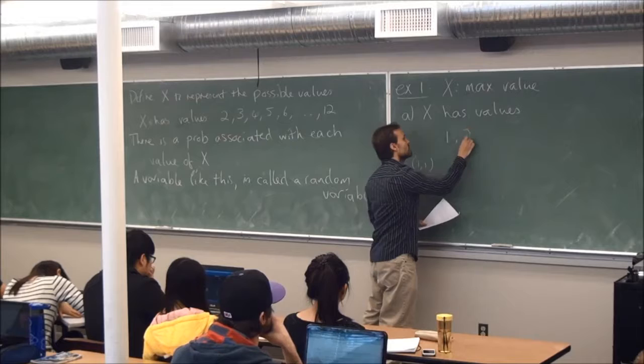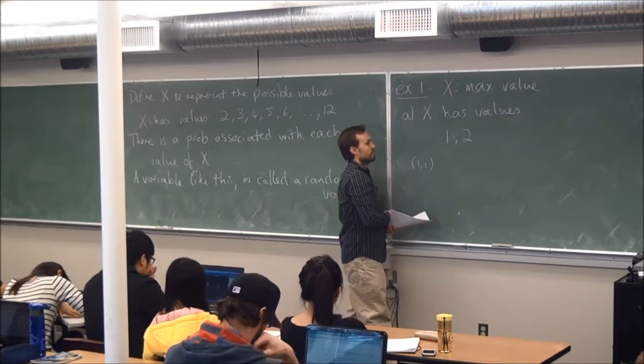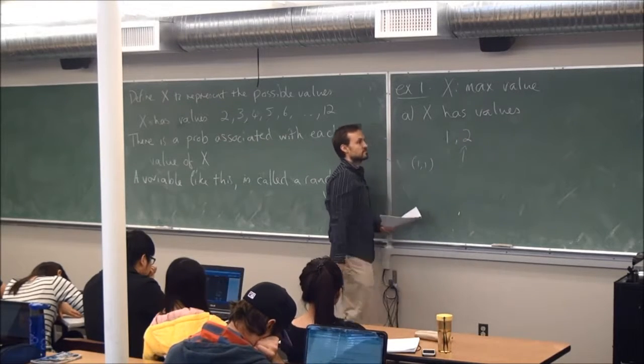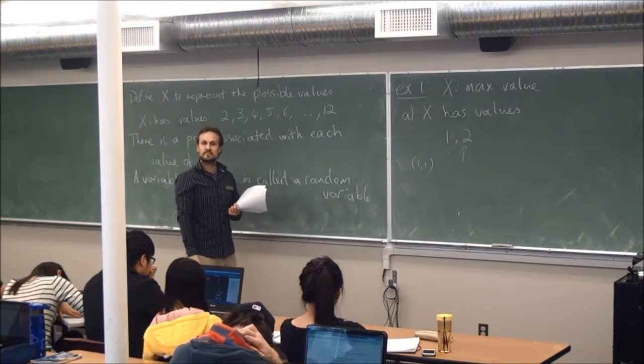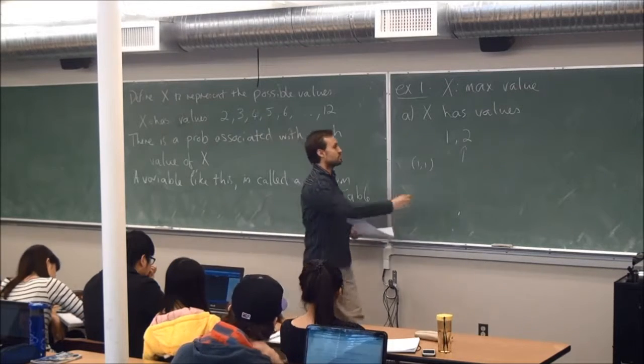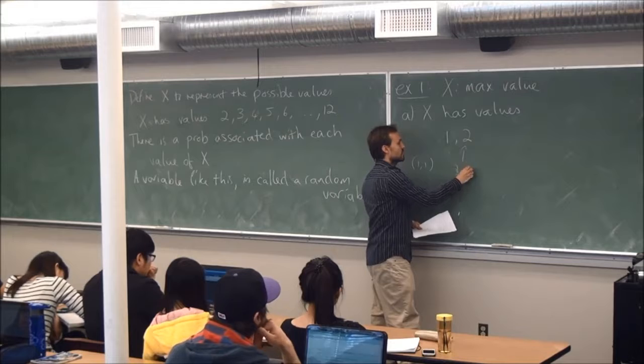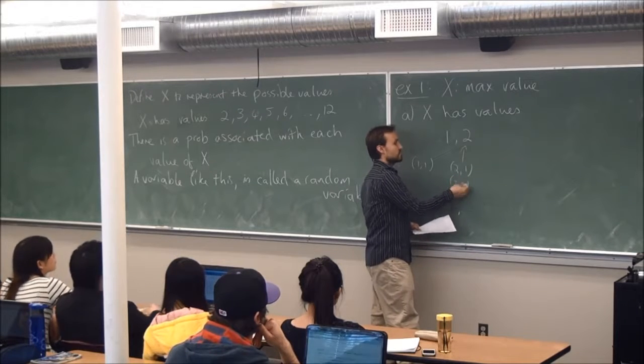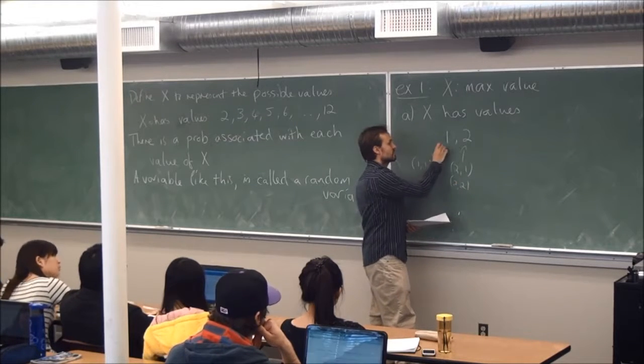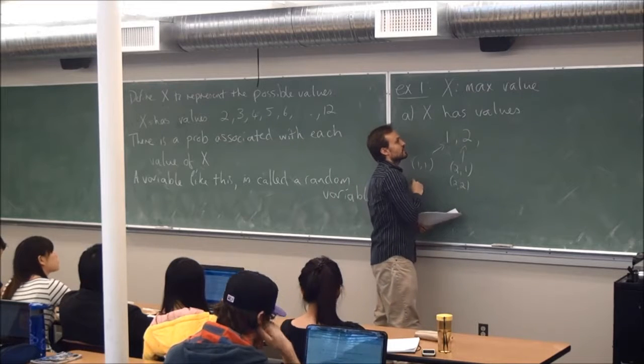Can I get a 2? How would I get a 2? For example, 2 and 1, 2 and 2. I can have many combinations. Well, not many, some combinations. Can I get a 3?